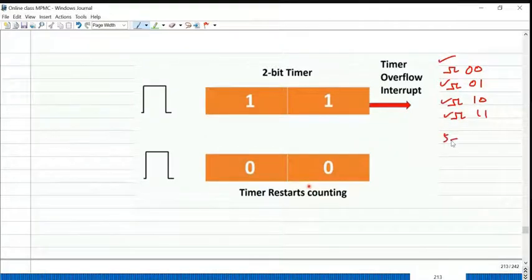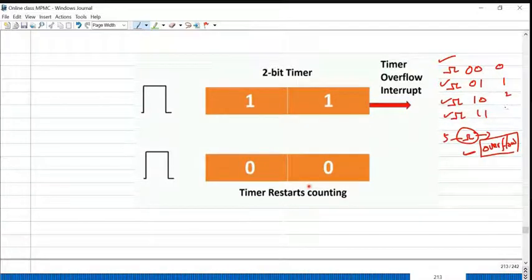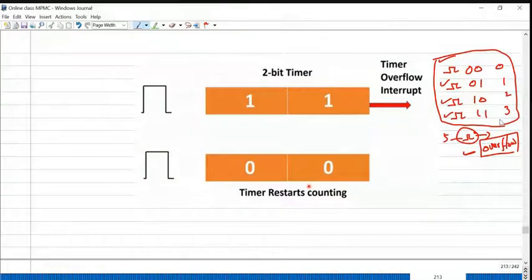When you apply the 5th clock pulse, then overflow will occur. Please remember: when you apply the 5th clock pulse, overflow will occur, and the timer will generate an interrupt to the processor. In the truth table we studied in digital electronics, this is decimal 0, 1, 2, 3. If you look at this table, it can count 4 clock pulses. When the timer receives the 5th clock pulse, the overflow will occur.